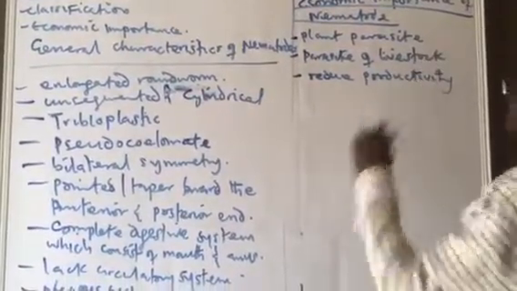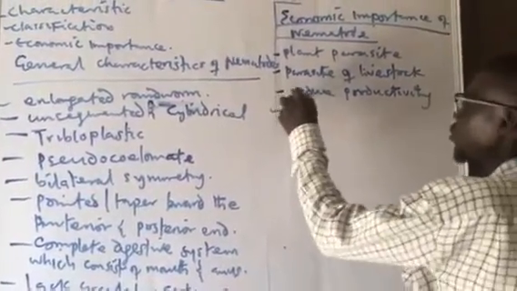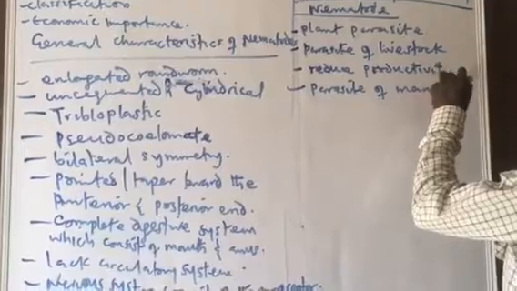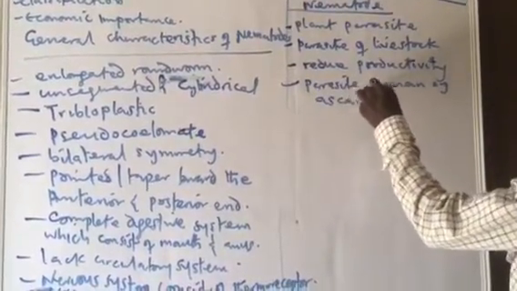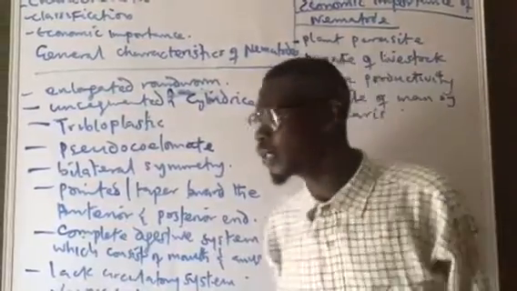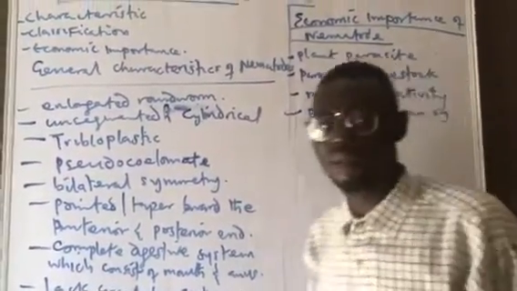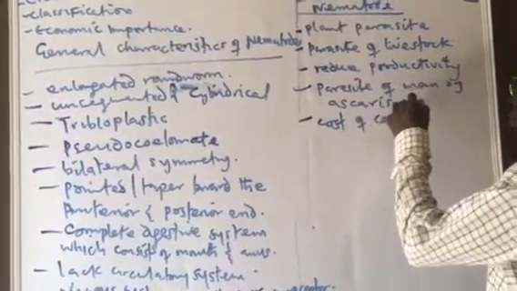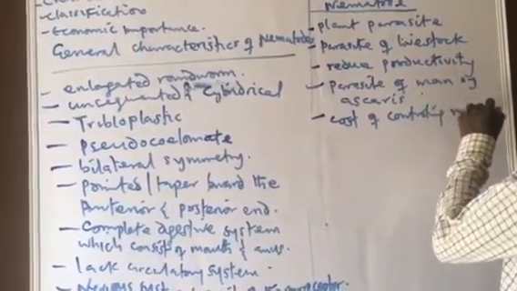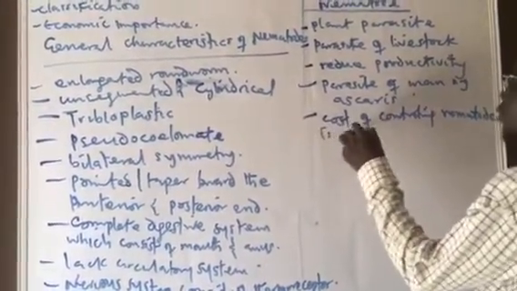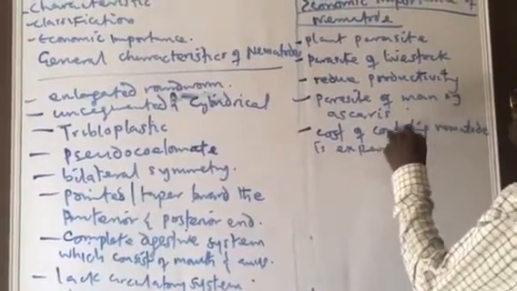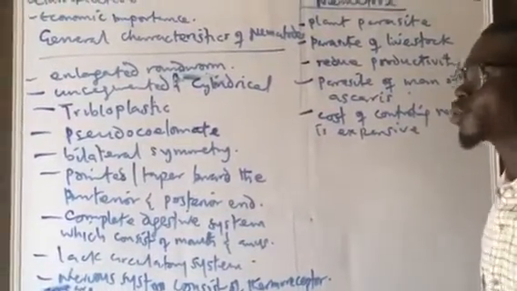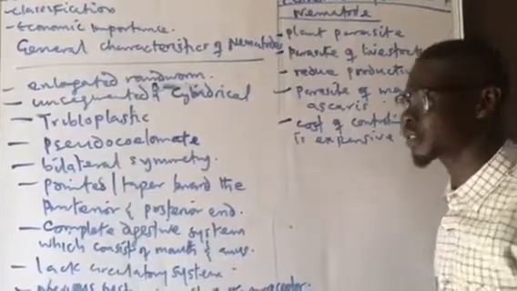When they cause disease, the affected one suffers. They are also parasites of man, e.g. Ascaris. So they can cause disease to man, and the cost of controlling the disease, controlling nematode, is expensive. So they spend a lot of money in controlling the nematode as well as the disease they cause. So we said they reduce working hours because they are parasites.